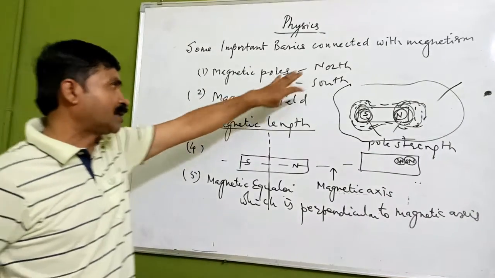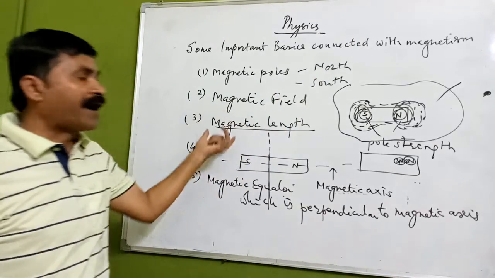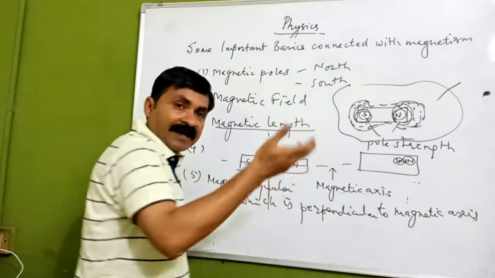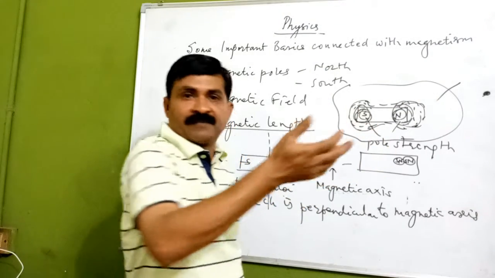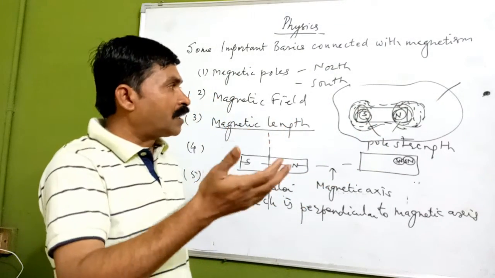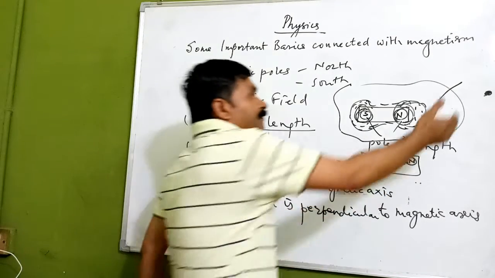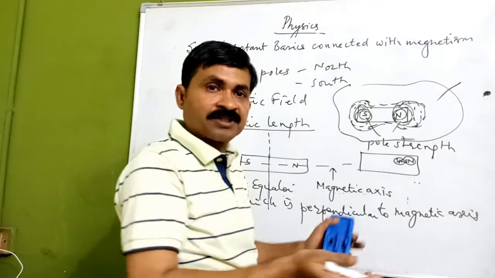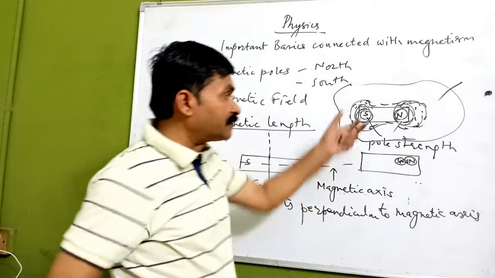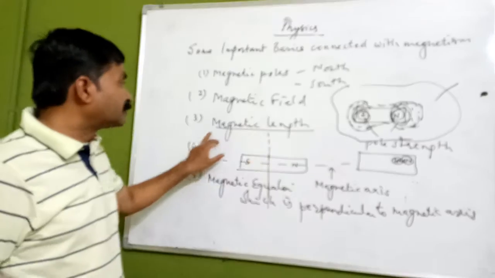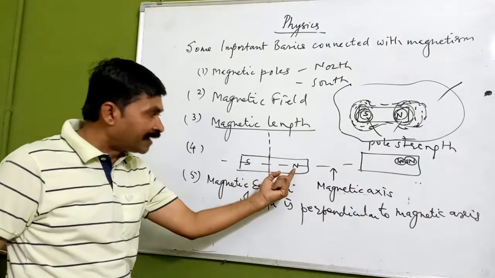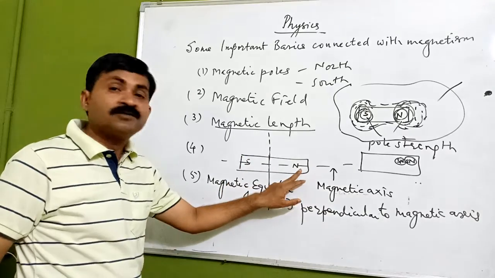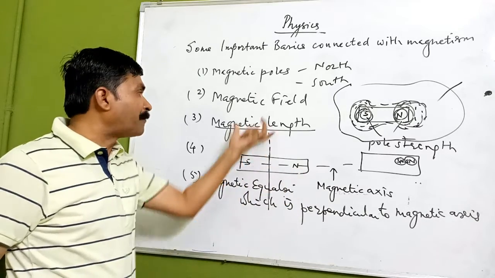Magnetic poles: you must know there are two poles, one is north and one is south. Magnetic field: if you keep a magnet and bring some magnetic material near it, having the property of magnetism, it will get attracted. It will have some influence in all directions. Then magnetic length is the length from north pole to south pole, meaning the distance between the two poles of the magnet. This will give the magnetic length.